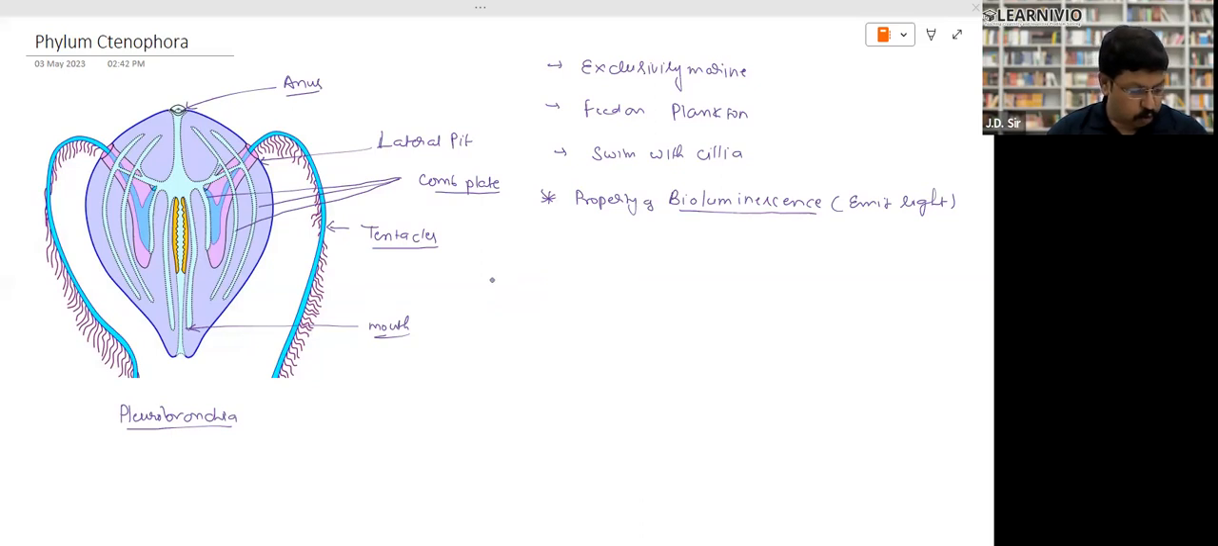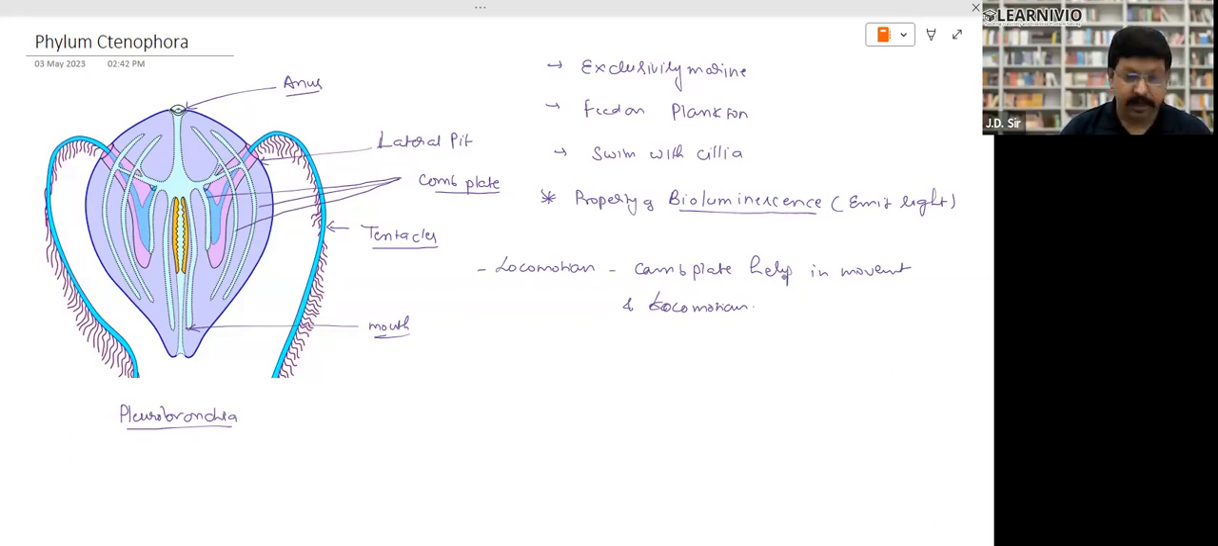Okay, so locomotion takes place with the help of comb plates. So comb plates help in movement and locomotion, meant for locomotion and movement. And again, they are diploblastic animals, that you need to remember.